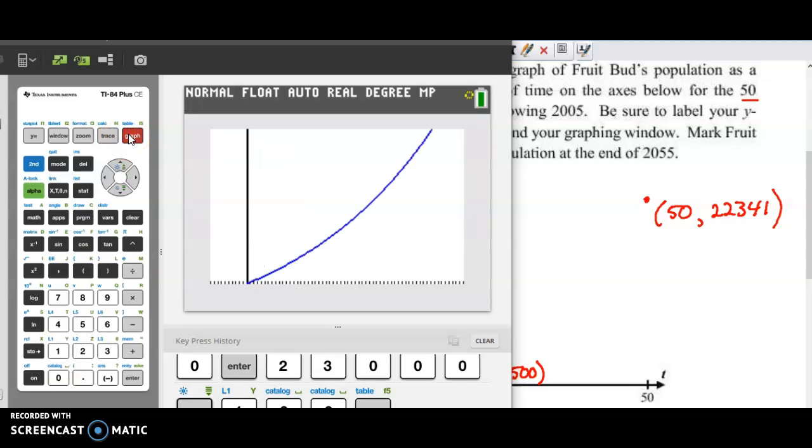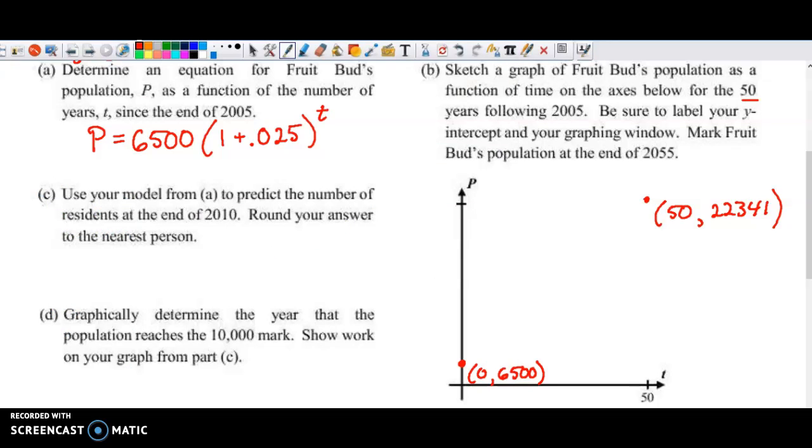But if you look at your graph, you can see that it doesn't just grow, but it has what's called exponential growth, which means it curves. It looks something like that. And we can use this to predict the number in 2010. Now remember, it was years since 2005, so that would be t equals 5.